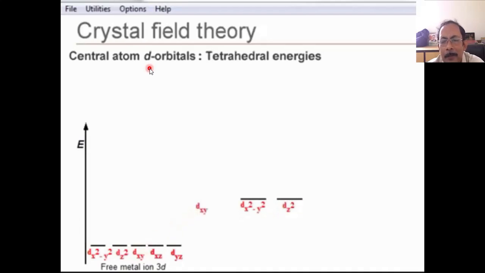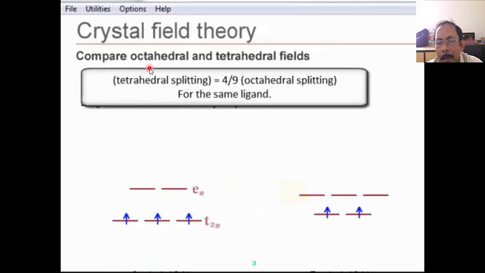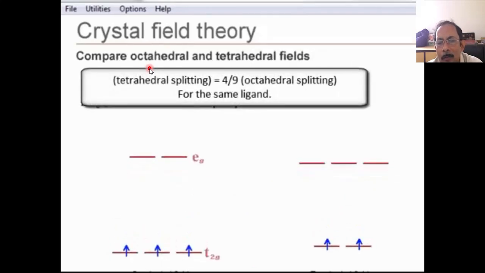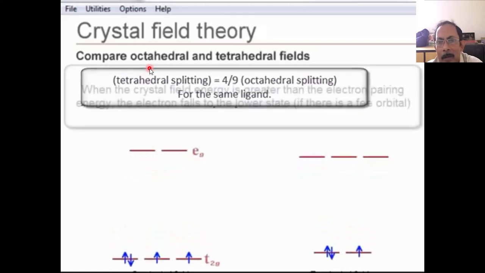Now in the tetrahedral splitting, the two orbitals dx2 minus y2 and dz2 are below, and the other three, dxy, dyz and dzx, are above. So the tetrahedral splitting is opposite to that of the octahedral splitting. The energy difference is called delta tet, tet meaning tetrahedral. The tetrahedral splitting energy is usually less than the octahedral splitting, because the tetrahedral crystal field involves only 4 ligands, whereas the octahedral crystal field involves 6 ligands. Accordingly, there is a relationship.